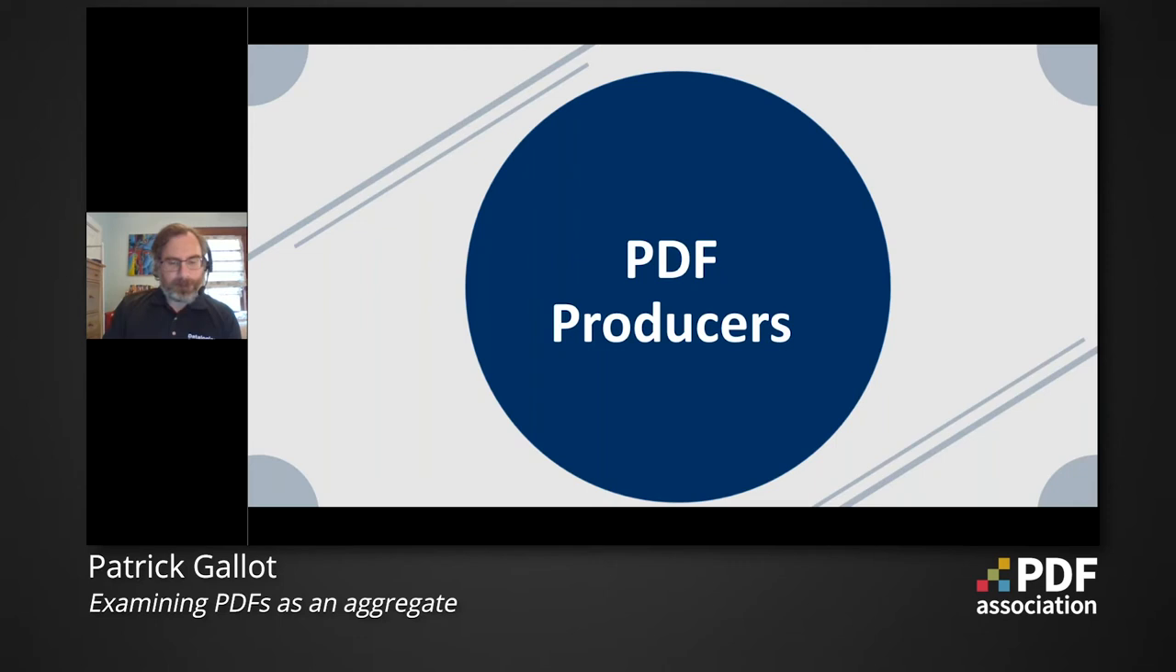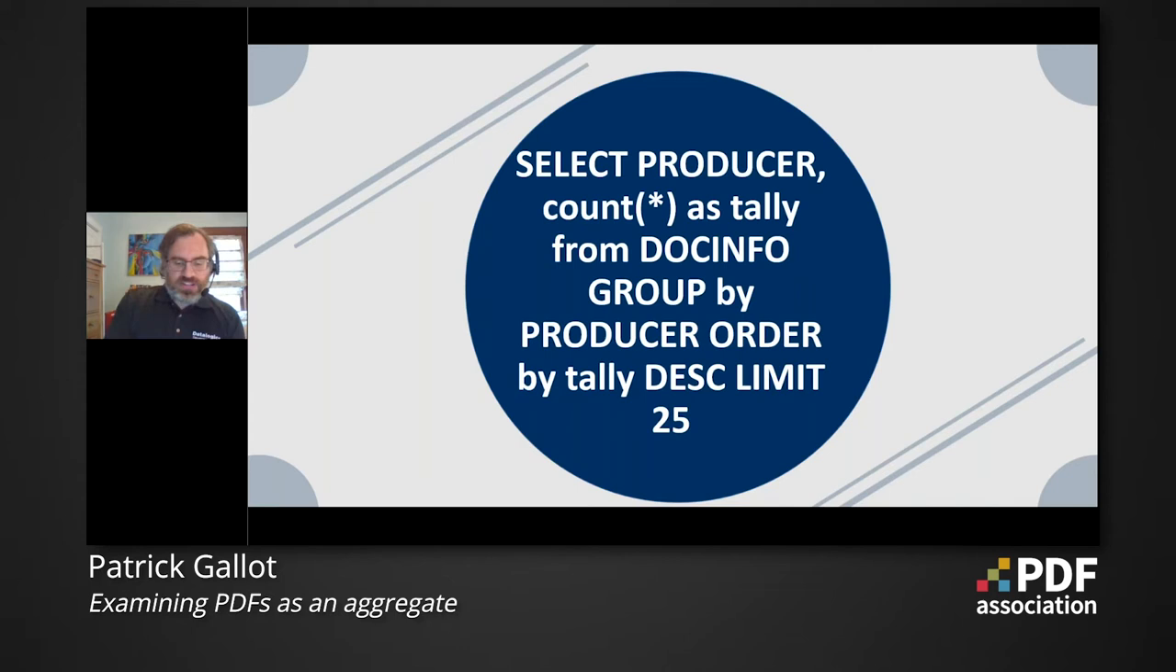This is another variation of the two prior queries. Looking at the docinfo table this time, we are grouping by producer, tallying the count of each unique producer, and just looking at the top 25 of the most frequent entries. Essentially, the highest entries are the most common PDF producers within the set.